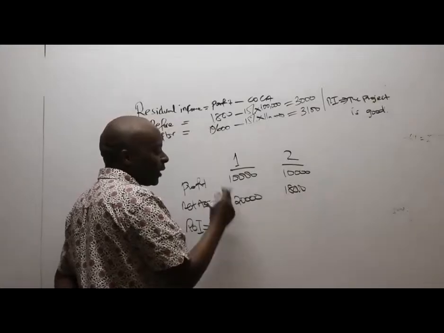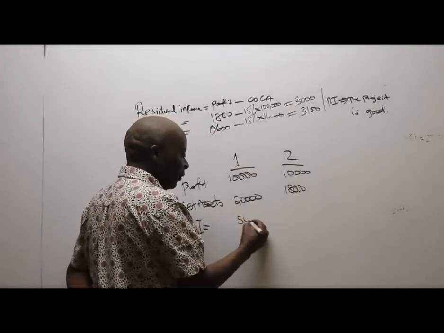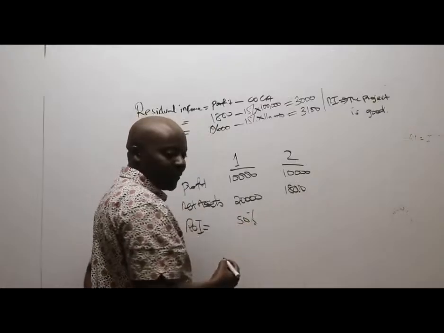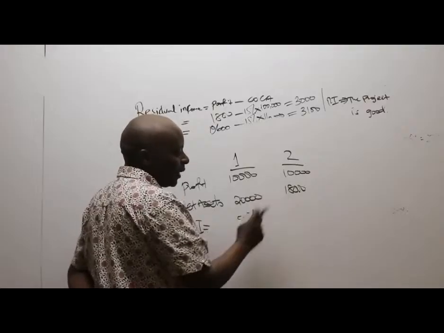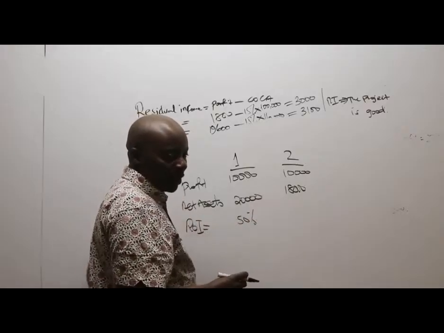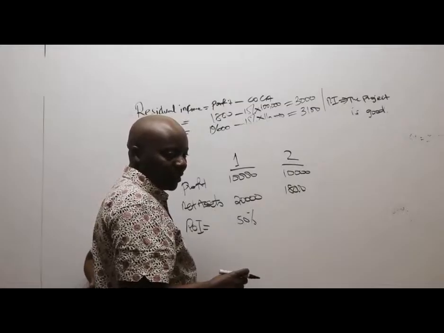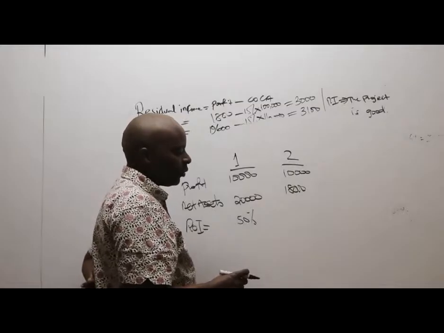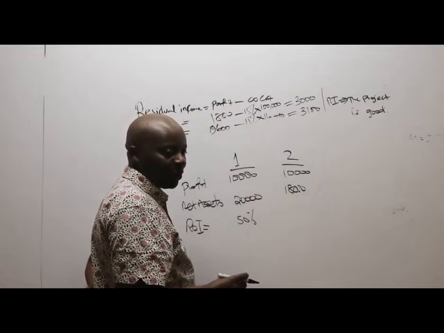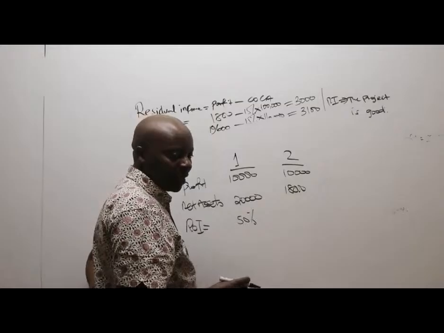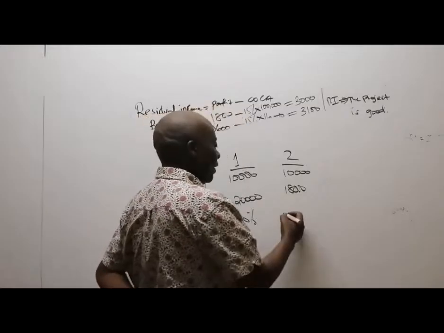ROI for year 1: 10,000 divided by 20,000 gives us what figure? Times 100, 50%. How about year number 2? It will be 10,000 divided by 18,000. Could you kindly give me this figure? So it is 55.5%. Thank you very much.